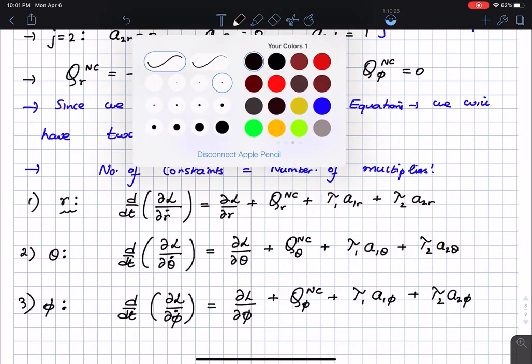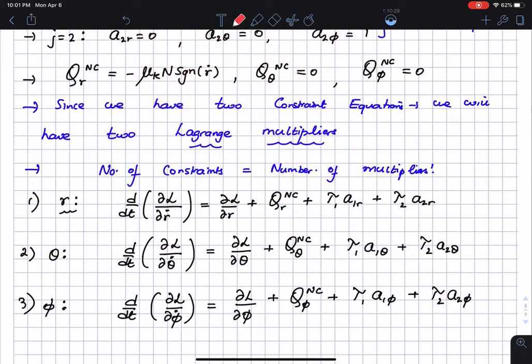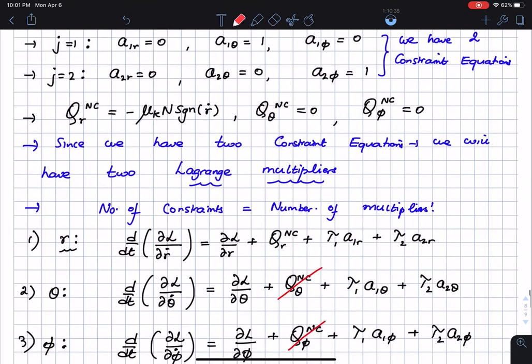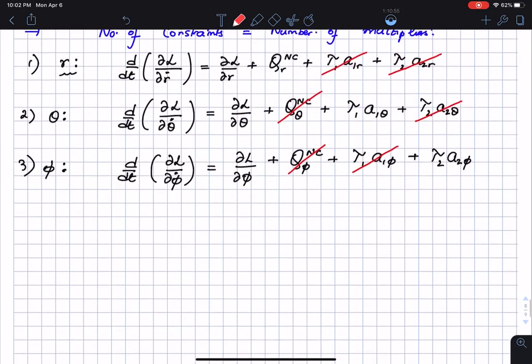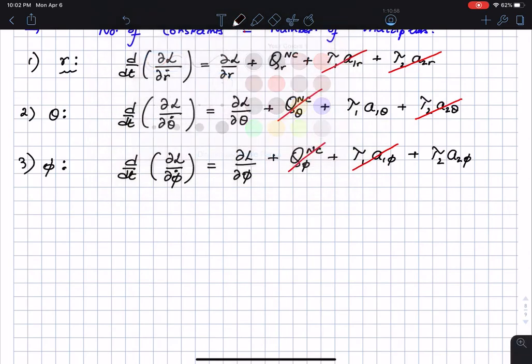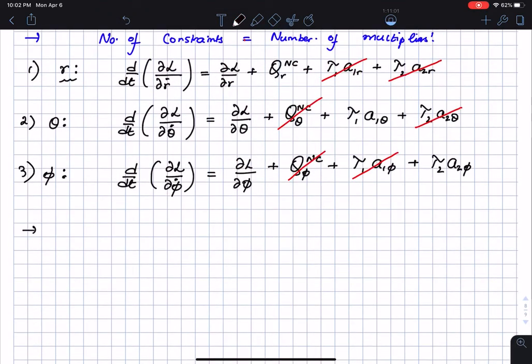And I'm going to start knocking off some of these terms right away. First of all, the non-conservative forces in the phi and the theta configuration coordinates are gone. A1r is 0, as you can see from there, so this term is completely gone. A2r is also 0. A2 theta is 0, as you can see from above, and then A1 phi is going to be 0 for us. So a lot of things are cancelling off. All right, and then I start performing these substitutions. So look at our equation. I'm going to have d by dt of dL by dr dot.